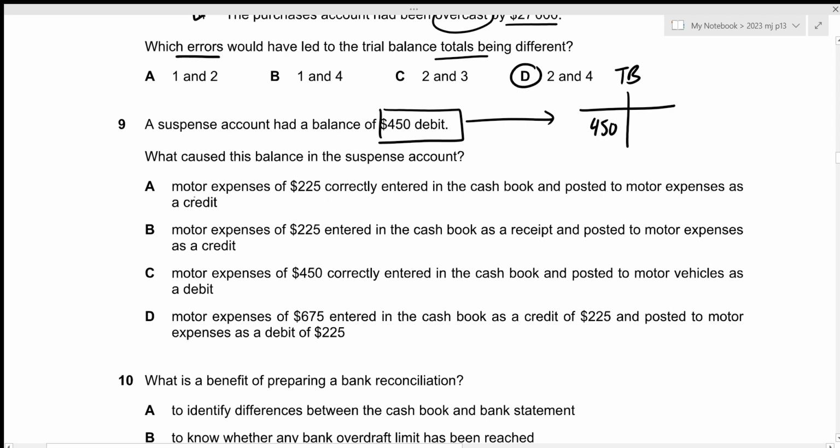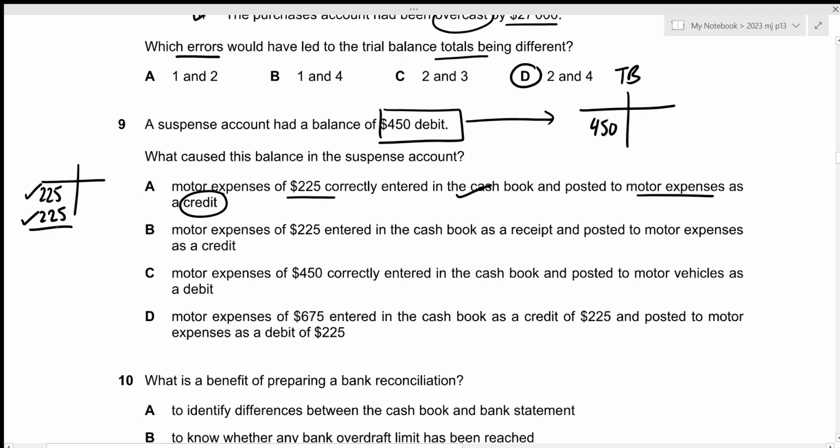So for the first part, we have motor vehicles of 225 correctly entered in the cash book and posted as motor expenses as a credit. So it means that instead of putting down 225 on the debit side, we put 225 on the credit side. So the correction for this, if we record 225 on the debit side once, then it just gets cancelled out with the previous entry of 225 on the credit side. So in order to rectify this error, we again need to enter the same amount of 225 on the debit side, so that once it gets cancelled out with the previous amount and once it shows the correct motor expenses.